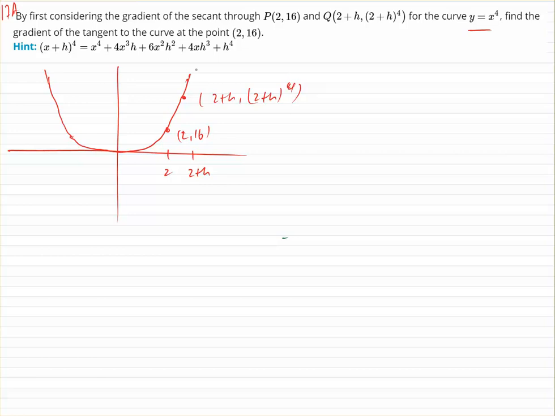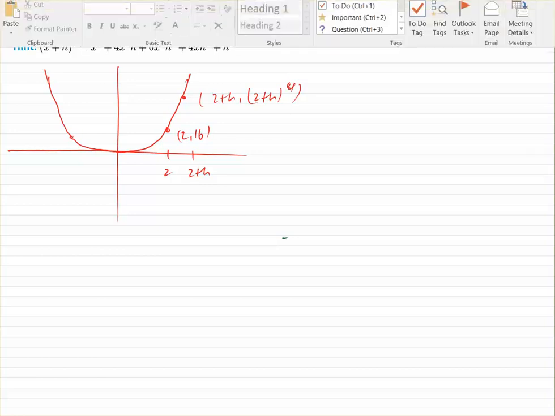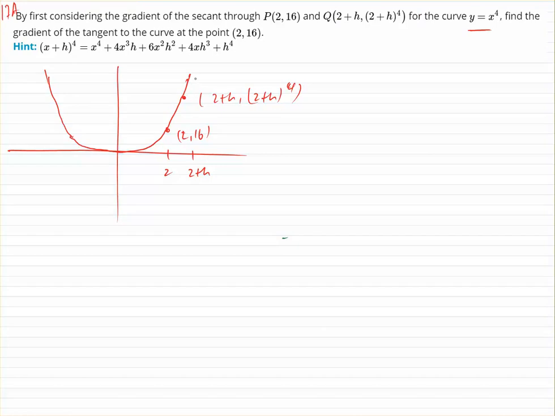So we know where this is going. It's going to ask me to find the gradient of the secant. So the secant is the linear line joining these 2 points. And the gradient of the secant is just the gradient of the line joining the 2 points. Okay, so let's find the gradient of the secant. So m of secant is given by y2 minus y1 on x2 minus x1. It's like finding the gradient of 2 points, except we have variables.